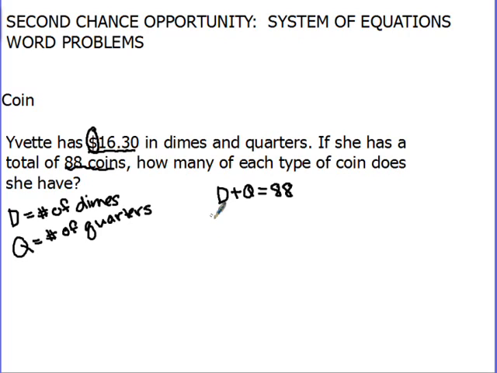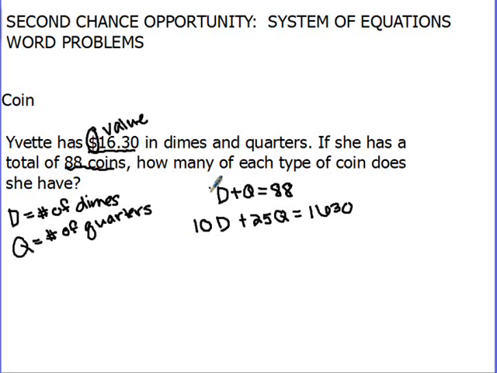So what's the value of a dime? 10 cents. So I could say 10D. What's the value of a quarter? 25. So I could say plus 25Q equals, remember, we're not writing the decimal points. So when I talk about the value of my money here, I need to just rewrite this as 1,630 because we're moving everything over two decimal places. So top equation is the number of coins. Bottom equation, the value of the money.